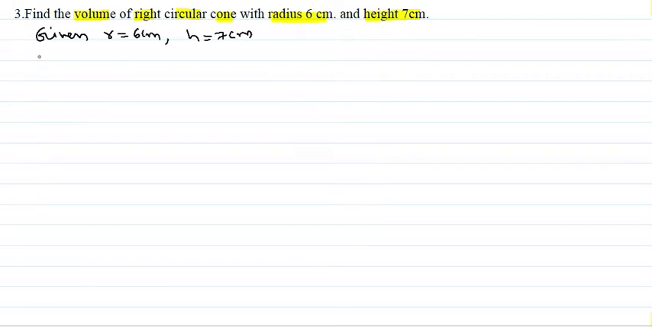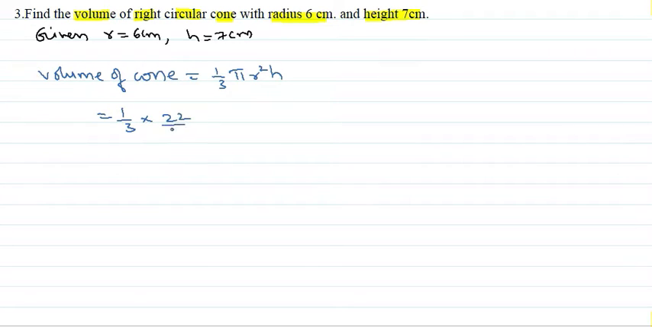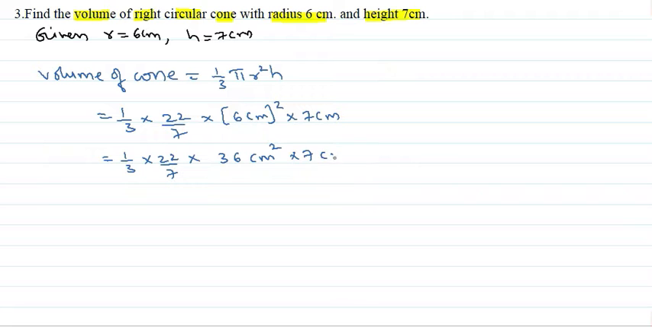So to find the volume of a cone, we are using the formula 1 by 3 pi r square h. So now substitute the radius and height in this formula. So 1 by 3 into pi value is 22 by 7 into radius is 6 centimeter square into height is 7 centimeter, which is equal to 1 by 3 into 22 by 7 into 6 square, that is 36 centimeter square into 7 centimeter.